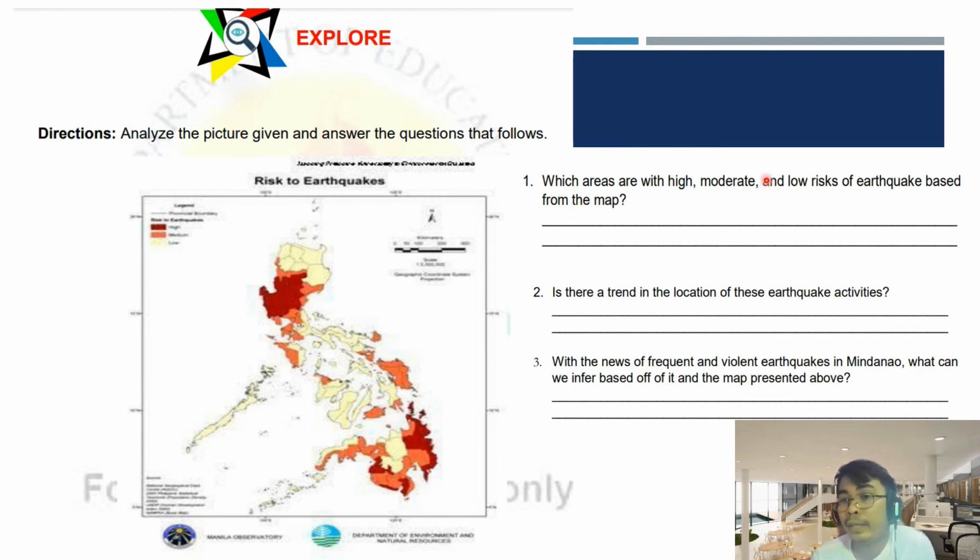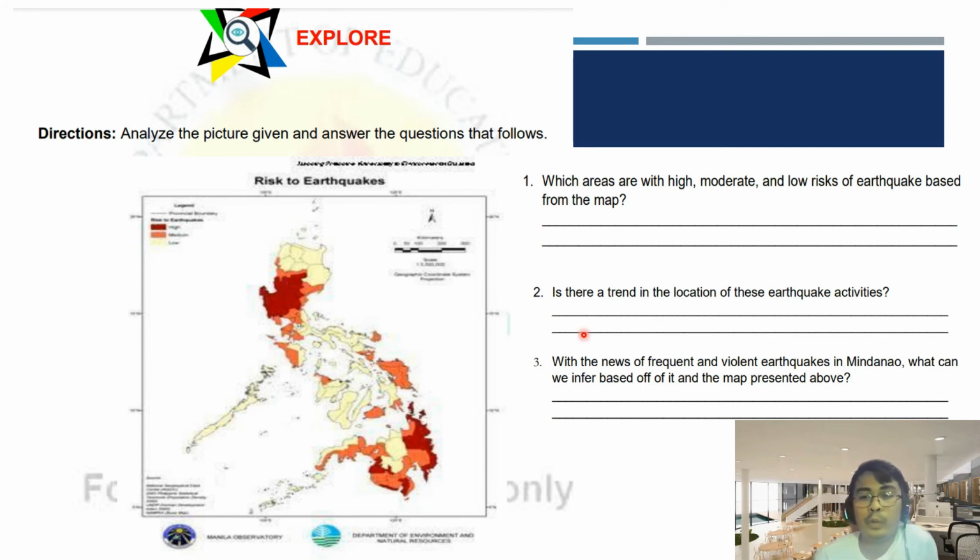So, aside from that, we need to answer these questions. Which areas are with high, moderate, and low risk of earthquake based from the map? So, therefore, mag-cite ka lang ng mga examples or areas wherein papasok siya sa high, mga areas kung saan papasok siya sa mga moderate and mga low risk of earthquake. Okay? And number 2, is there a trend in the location of these earthquake activities? So, meaning to say, meron bang kinalaman? Meron bang trend? Bakit ba kaya dito sa part na to maraming high risk area, and dito sa part na to marami din high risk area? What do you think is the reason behind that?